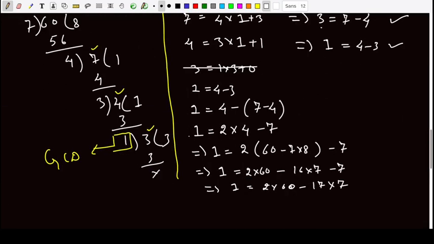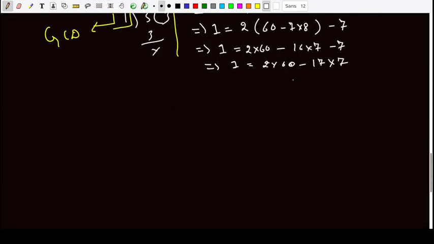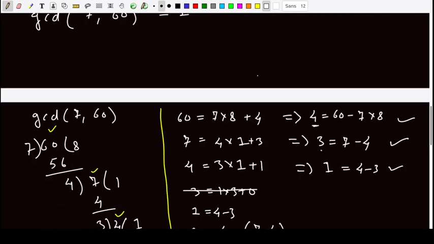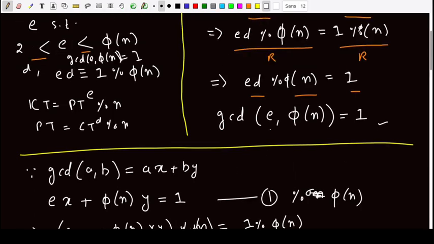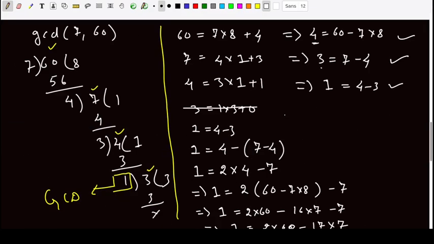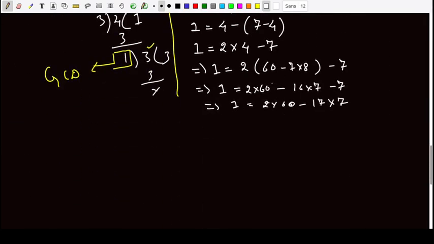Okay, so let's see what is the coefficient of E. Remember the value of E was what? Let me just scroll up. Okay, so we started with E equals 7. So E is 7. So this becomes my value of D. So D is equal to minus 17. Okay. Now D is minus 17.